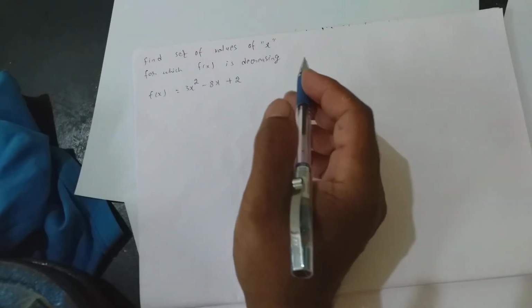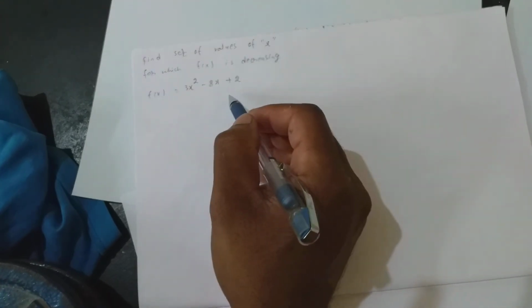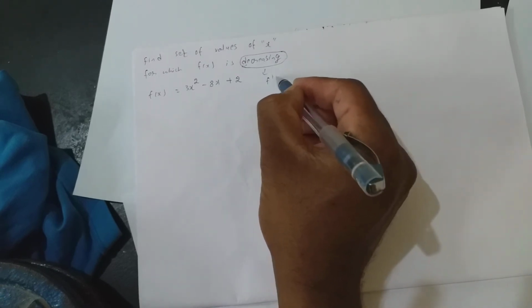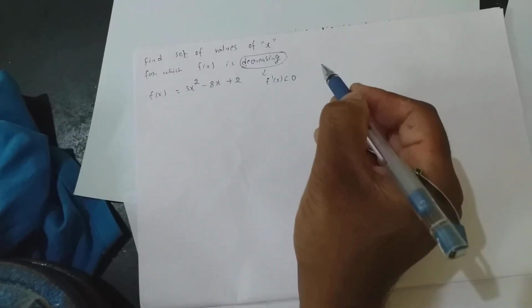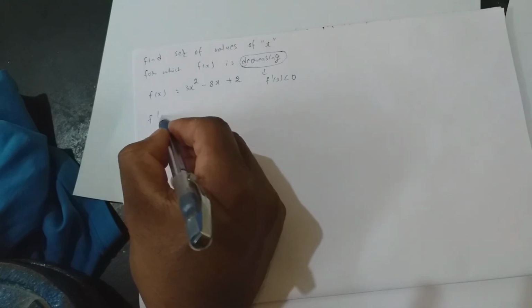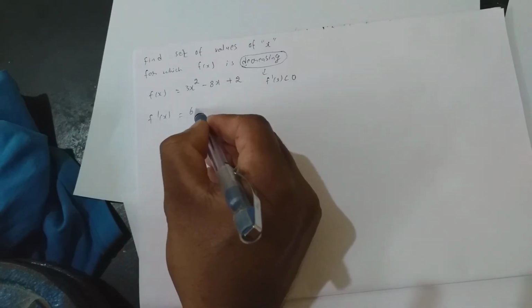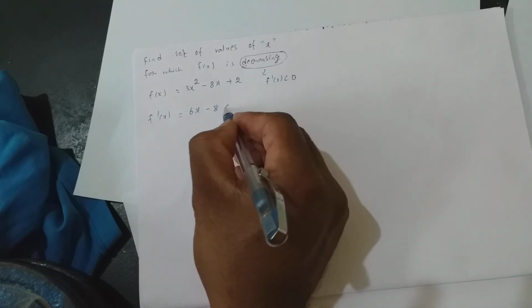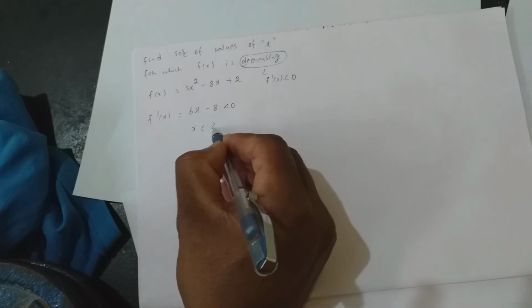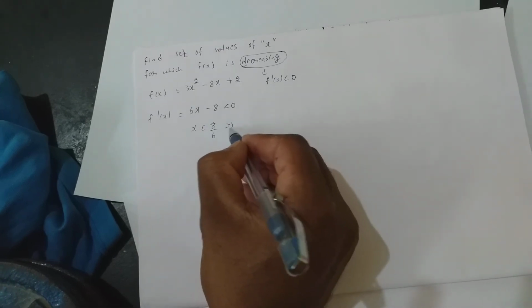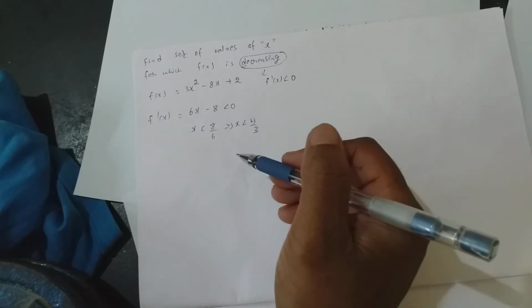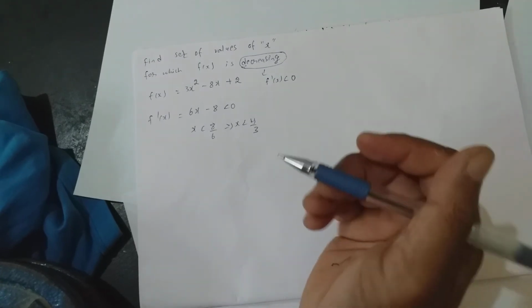Look at the next sum now. Find the set of values of x for which f of x is decreasing. He gave me the condition: decreasing means what is the condition? f dash x should be less than 0. So let me use that here. So f dash x, how much will I get? On 3x square it is 6x, minus 8, and for 2 it is 0, less than 0. So I get x to be less than 8 by 6. That means x less than 4 by 3. It's an easier one, right? Yes.